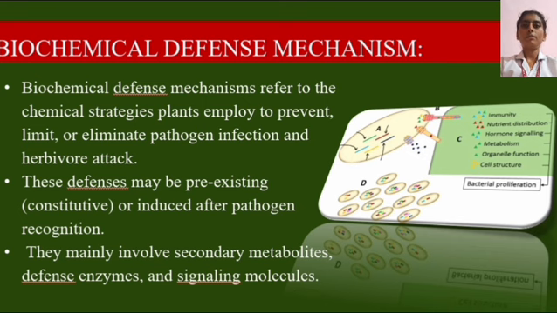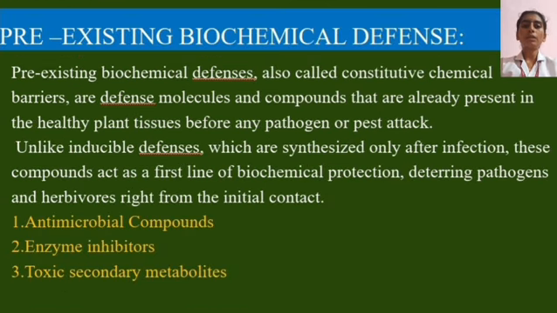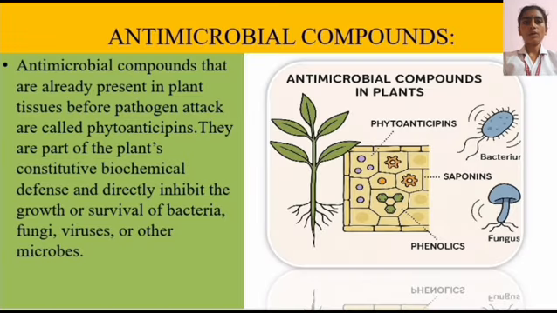Biochemical defense mechanism. Just like our body makes antibodies and chemicals against germs, plants also make some special chemicals to fight the pathogen. These can be preformed, that is already present, or induced, produced only after the infection. Next, coming to preformed biochemical defense mechanism, these are the ready-made medicines stored in the plant. For example, antimicrobial compounds, enzyme inhibitors, and toxic secondary metabolites.